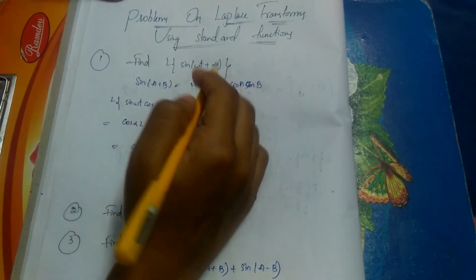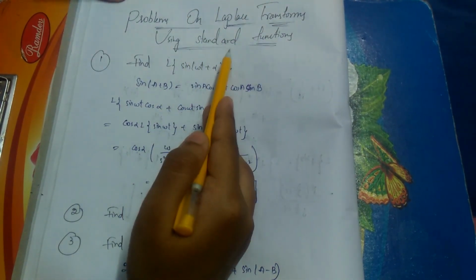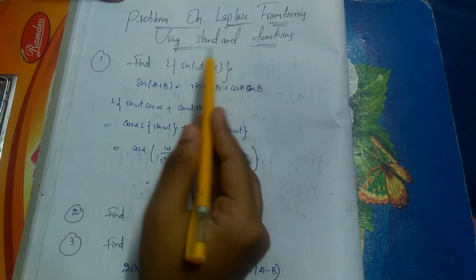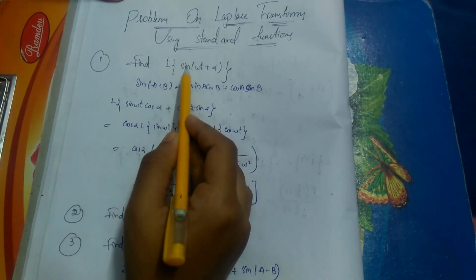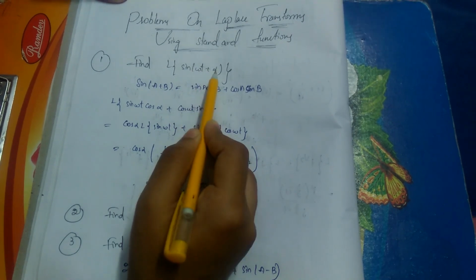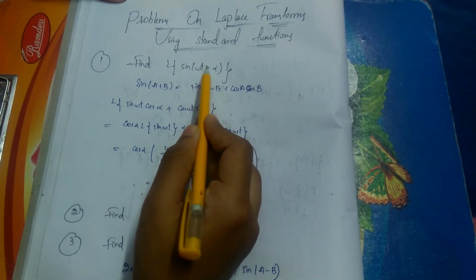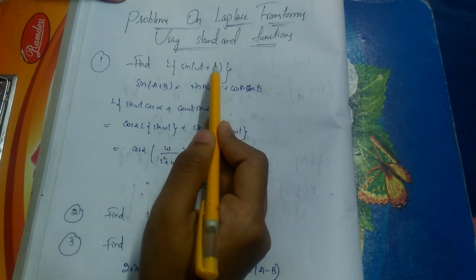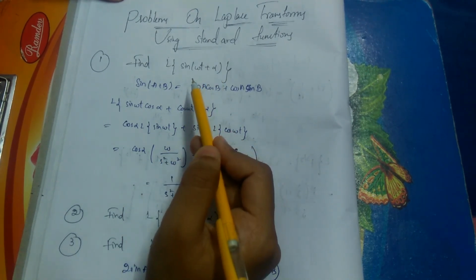Let's see the problems on Laplace transforms using some of the standard functions. First problem, find the Laplace transform of sine of omega t plus alpha. Here the variable is only t, and alpha and omega are the constants.